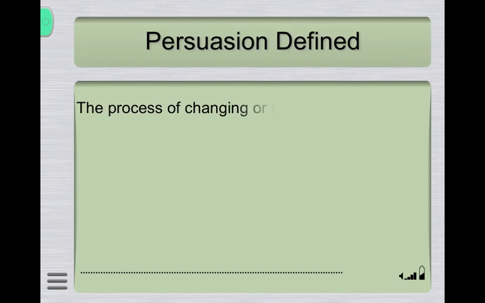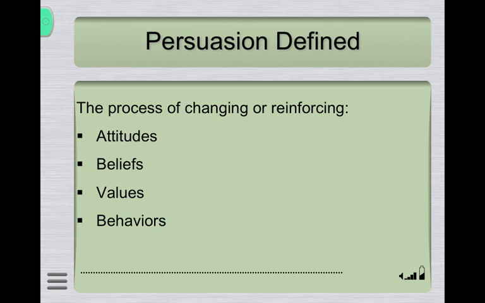First of all, what's persuasion? Persuasion is basically the process of changing or reinforcing attitudes, beliefs, values, and behaviors. And what we have to do is talk about each of these individually so we're really sure we know what they mean, because these can kind of be used interchangeably, especially beliefs and values. Those can get kind of stuck into the same category when they're actually different things.